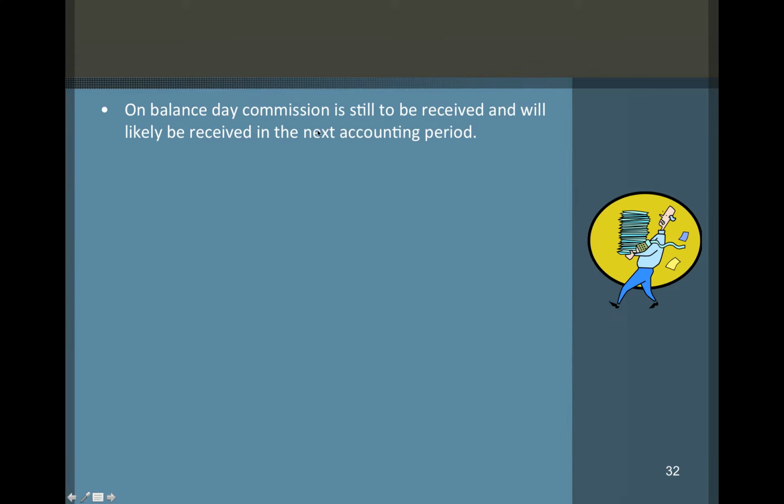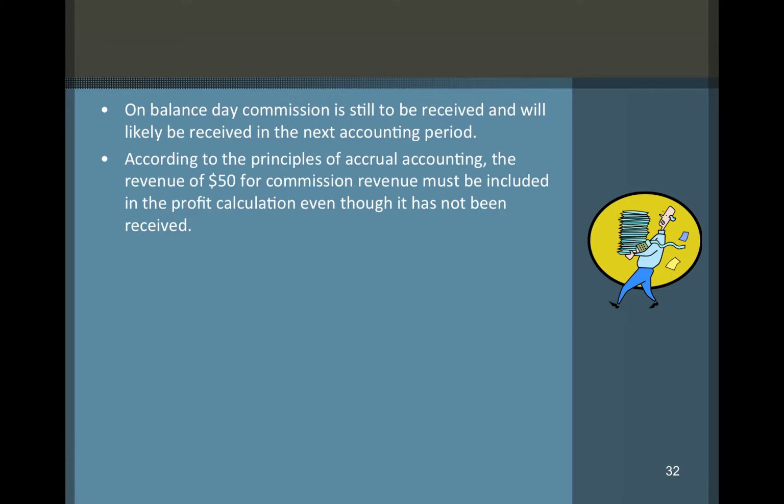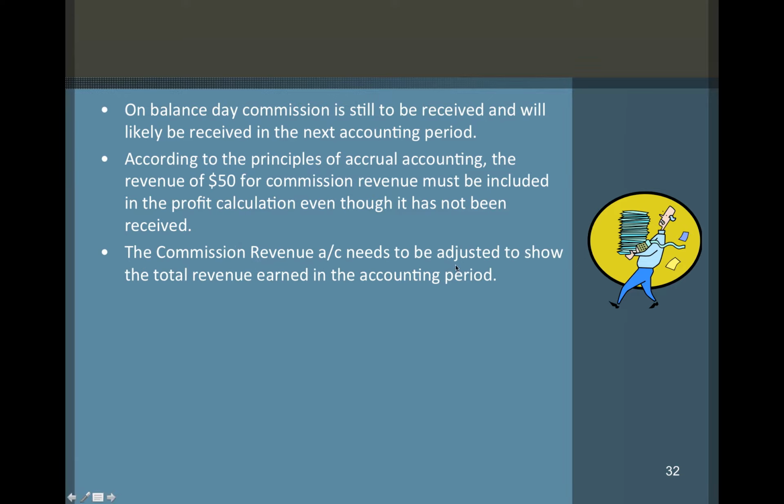So this is what we need to recognise, and that is that on balance day, the end of the accounting period, commission is still to be received, and we're most likely going to receive it in the next accounting period, but we've earned it in this accounting period. So according to the principles of accrual accounting, we need to make sure that we register this revenue of $50 for commission in this current accounting period because it was earned. The commission revenue account needs to be adjusted to show the total revenue earned in the accounting period. It's the matching principle. Revenue earned has to be matched to expenses incurred in order to determine what profit you've made.